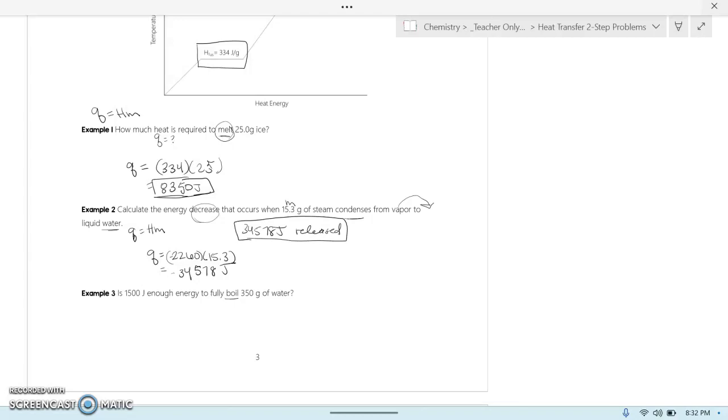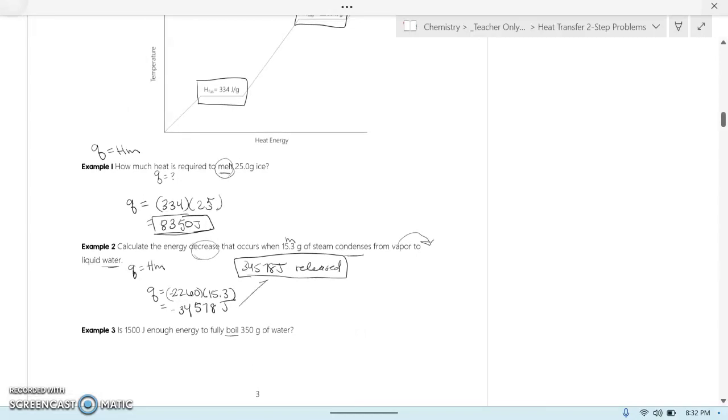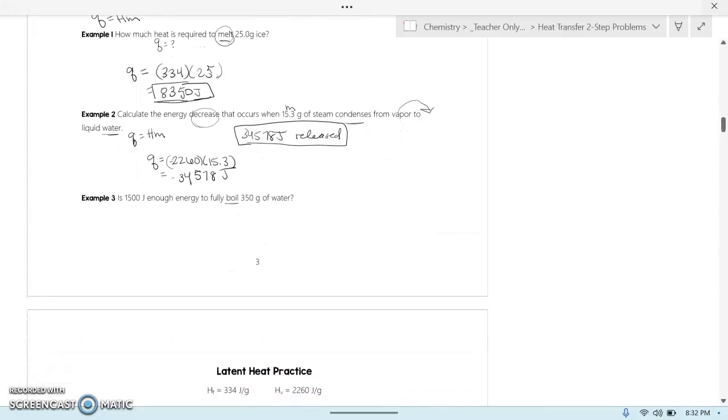So both of these are saying the same thing. If you have a negative, that's released. Or you can just write the value and write released. Sometimes the negative confuses students, so I will just write released.